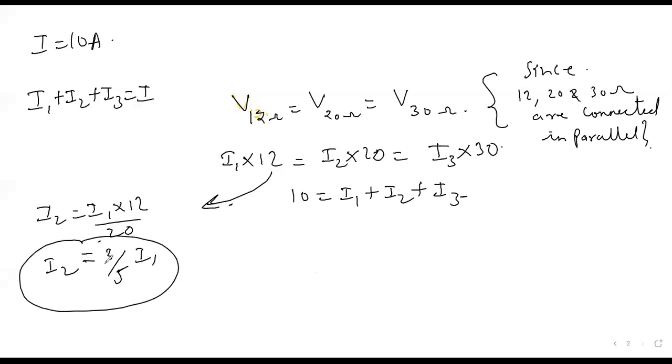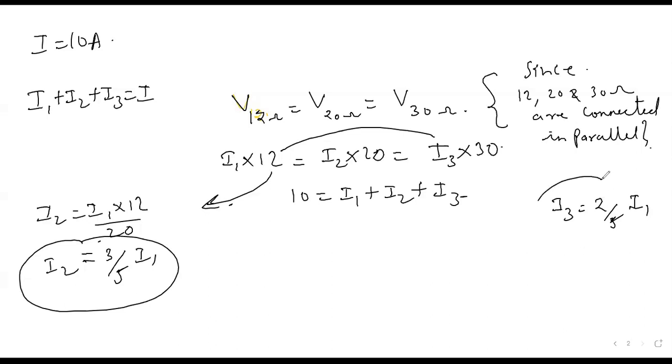So this is I2. How can I write I3 in terms of I1? These two I'll use. I3 is I1 into 12 by 30, which is 2 by 5. So 2 by 5 I1. Is it clear, students?